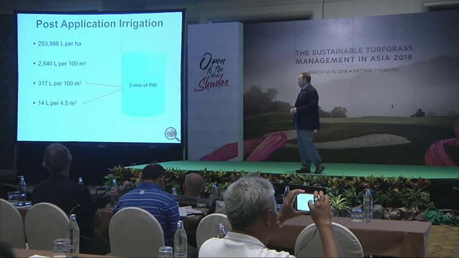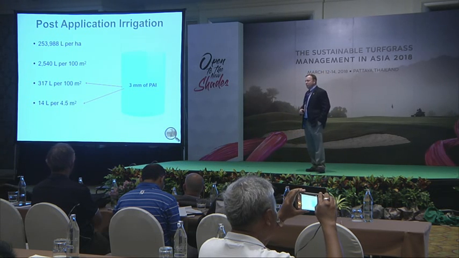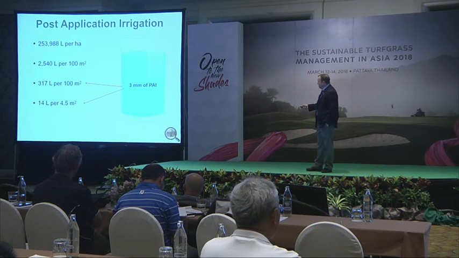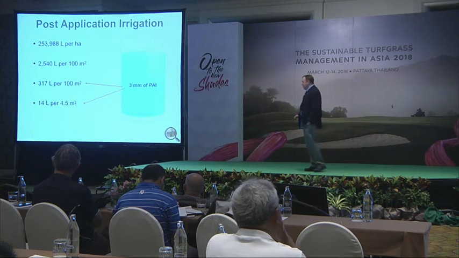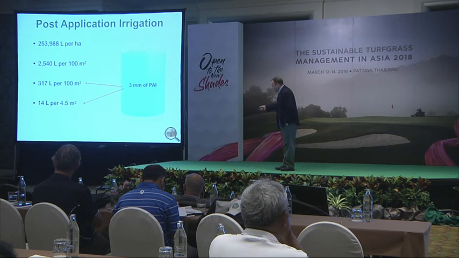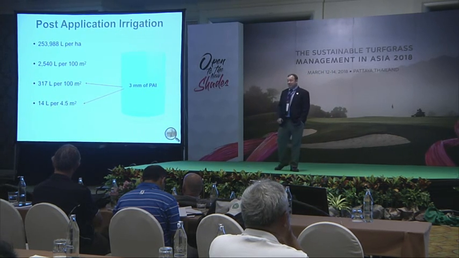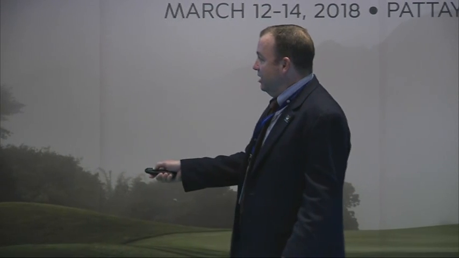Is 253,988 liters per hectare. When you get to 100 meters squared, it's 2,540 liters per 100 meters squared. That is 317 liters per 100 meters squared. And I know this because that's the size of my research plot. It's 14 liters per 4.5 meters squared. That's a lot of water. And that is in that 3 millimeters of post-application irrigation is how much you're putting down.